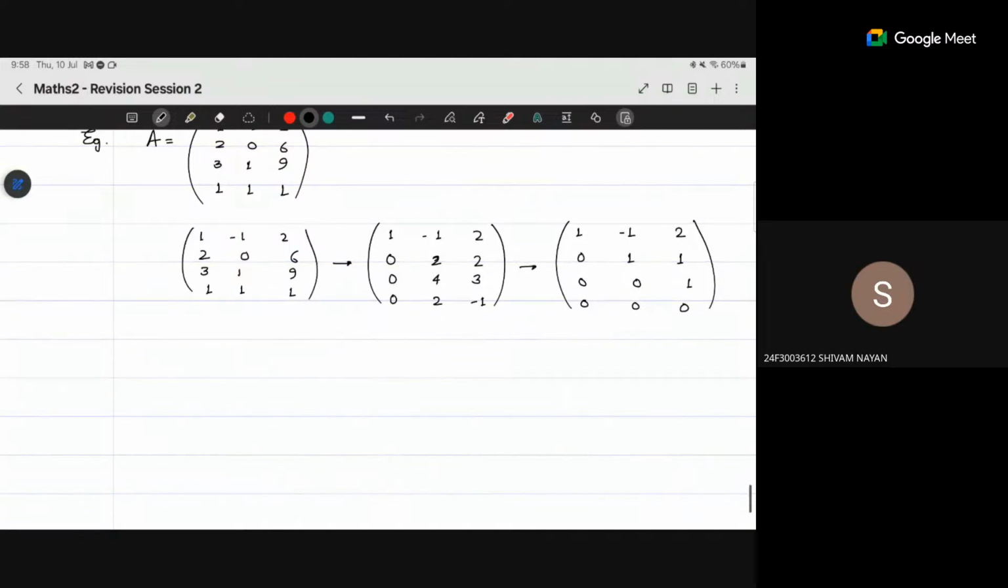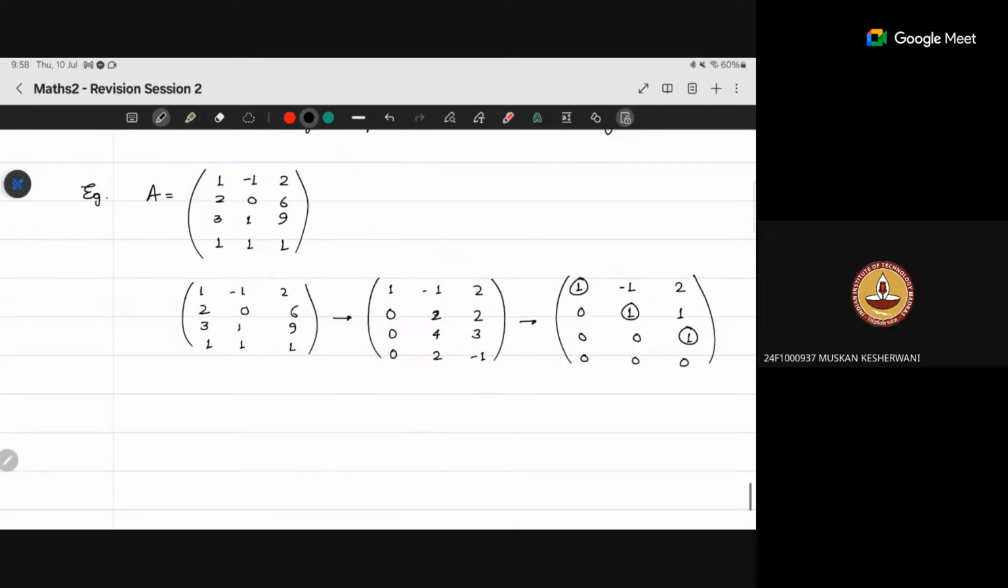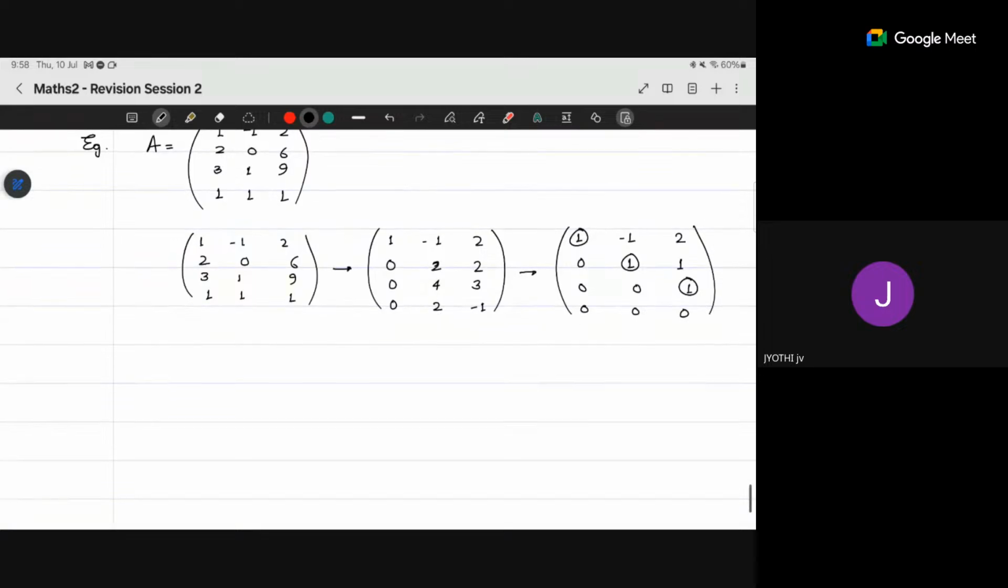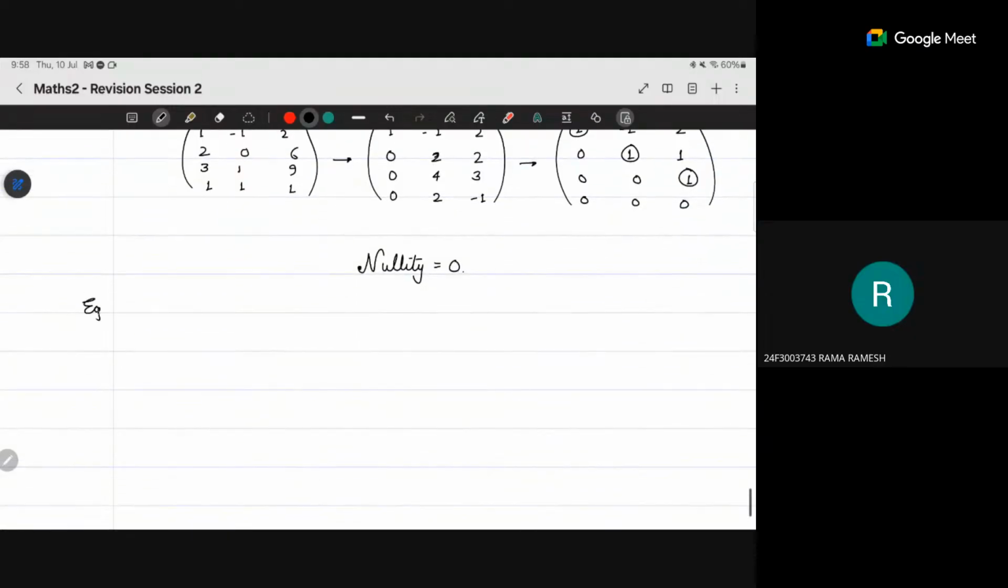That's fine. So in this case, what are the pivots? There are 3 pivots. And how many variables are there? There are 3 variables. And all of the variables are dependent. So pivots are dependent variables. Yes. So nullity is equal to 0. In this case, a basis would be just the empty set.